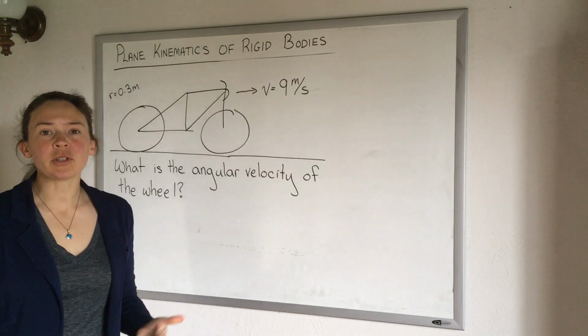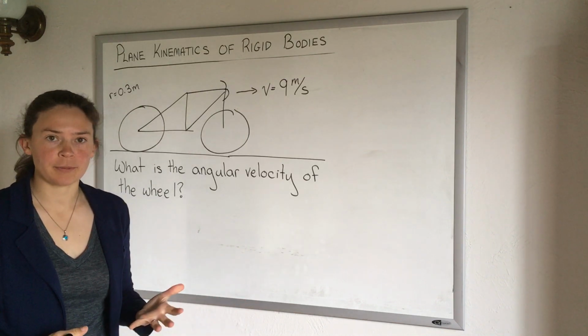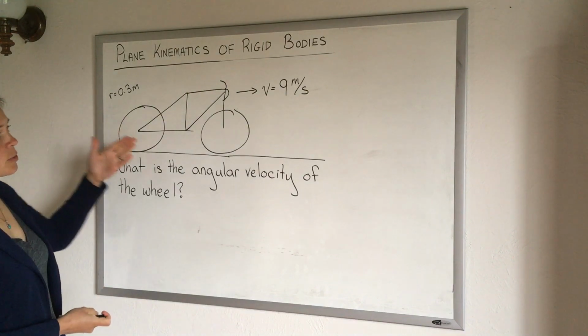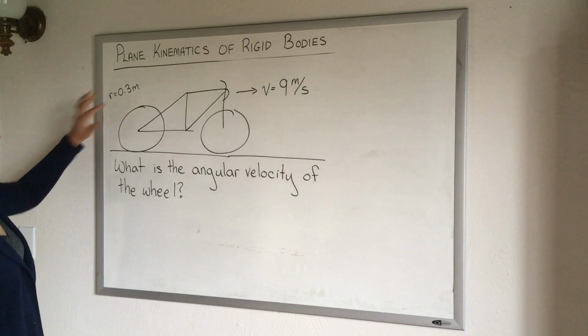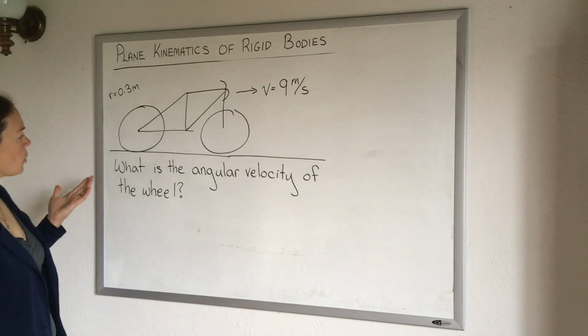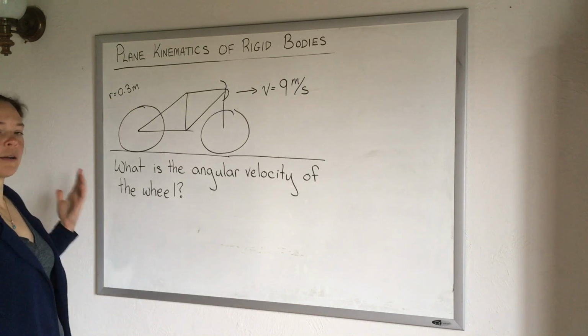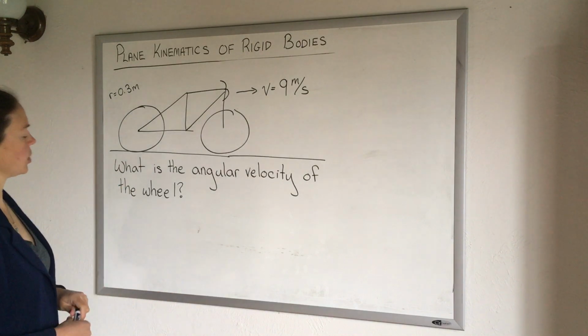Here is an example of coupled rotational translational motion. In this case, I have a bicycle that's moving at 9 meters per second. The radius of both of the wheels is 0.3 meters. And the question is, what is the angular velocity of the bicycle wheels, or either of the wheels?